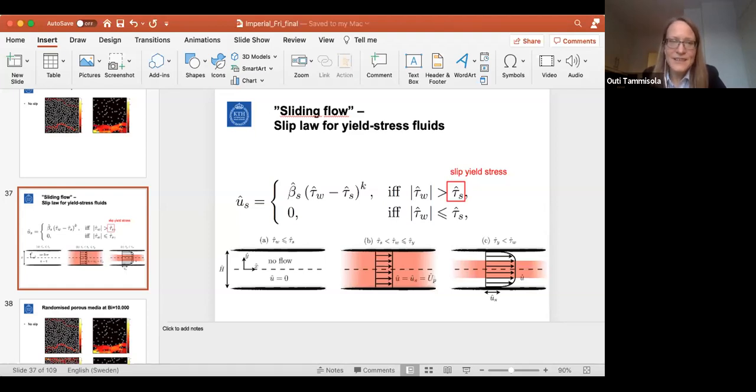One is that they are typically shear thinning when they start flowing. So the stress is not increasing linearly with the shear rate, like in this model.